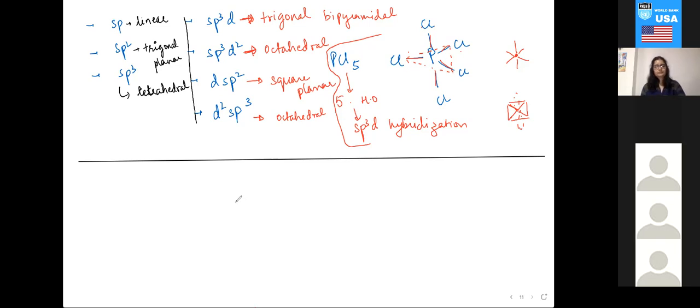Ma'am, the DSP2 and D2SP3, are those in the textbook? I can't find it. I don't know, but there are cases where you will come across these at some point or the other. Just keep it there, good to know sort of a thing. I found a lot of questions that include these, among the options.